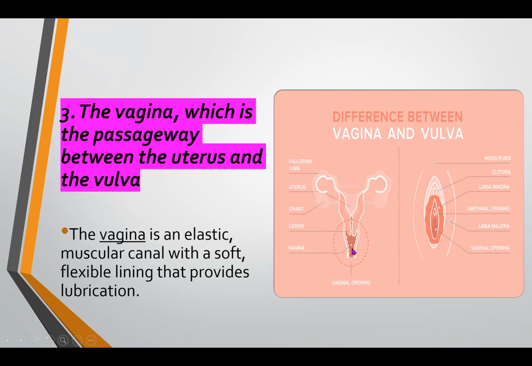This is where it passes. A vagina is also elastic, which means it's very flexible, because it is a muscular canal with a soft, flexible lining that produces lubrication. It produces fluids. So it is the passageway between the uterus and the vulva. Again, what do you call the female organ that is flexible and is the passageway between uterus and vulva? Vagina. Okay, very good.